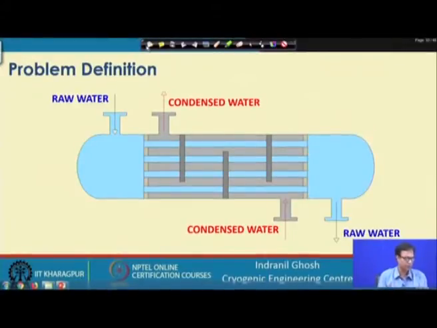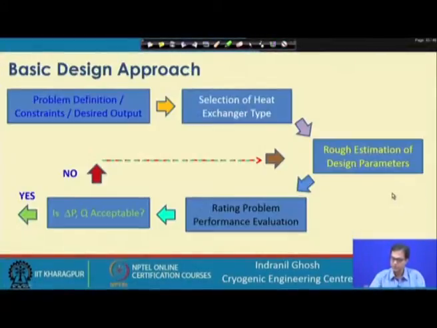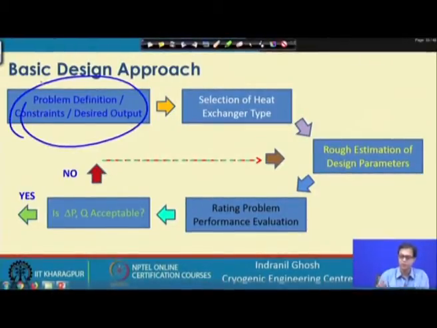Now, we have to look for the actual sizing of the shell and tube. So, how do we do it? What we need to keep in mind is that we have to take an approach as we have discussed in the previous schematic. This is the flow chart we have shown. So, we will start with the problem definition, which has already been told. Now, we have already also selected.